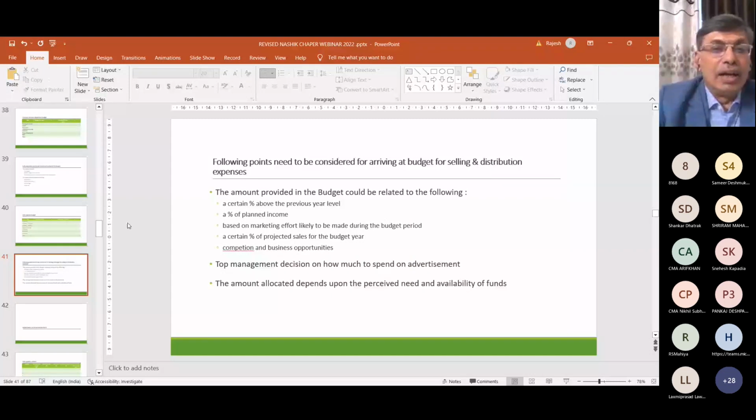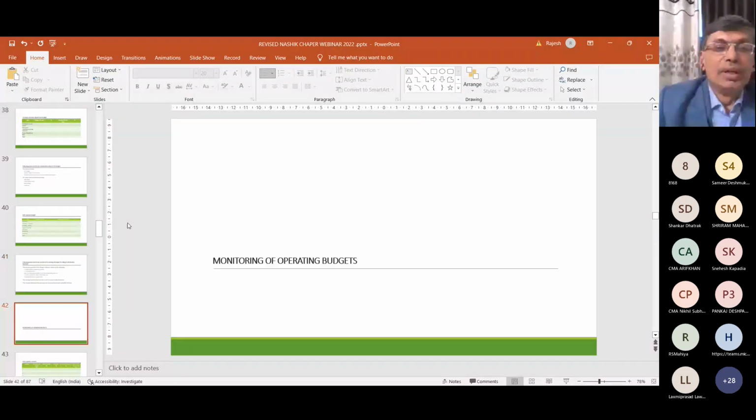And selling expenses, often it is correlated with the perceived need and availability of funds. Now, once these budgets are prepared, then a question comes of monitoring of operating budgets. In this monitoring of operating budgets, budgets and actuals are compared. Now, it may give rise to two types of variances, favorable or unfavorable.